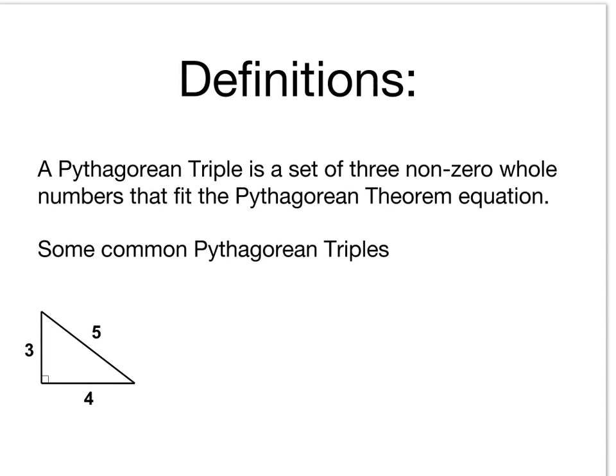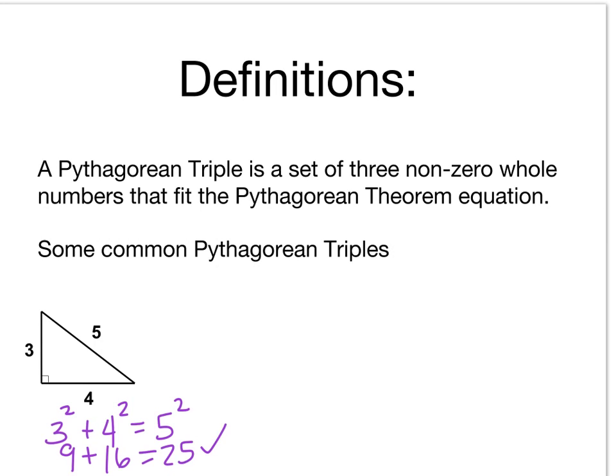Sometimes the three numbers that fit the Pythagorean theorem will be integers, whole numbers. A Pythagorean triple is a set of three non-zero whole numbers that fit the Pythagorean theorem equation. Some common Pythagorean triples start with 3, 4, 5. Let's clarify: if I take the legs, 3 squared and 4 squared, is that equal to 5 squared? Well, that's 9 plus 16, which is indeed equal to 25.